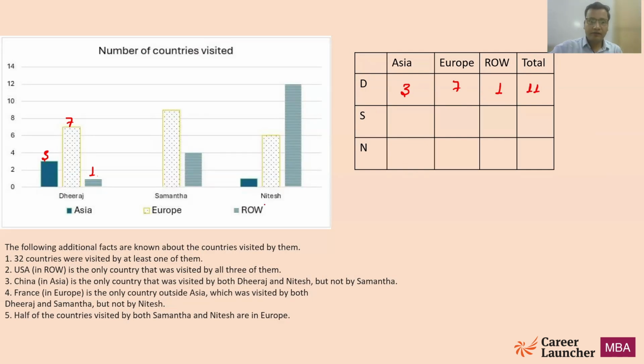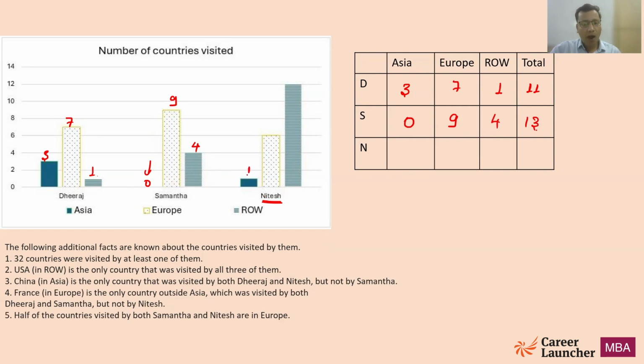Right. Similarly, if you go over Samantha, Samantha has 0 countries visited in Asia, 9 countries in Europe, and 4 countries in the rest of the world. So the total countries visited by Samantha is 9 and 4, which is 13. Right. Similarly, we can go for Nitesh.